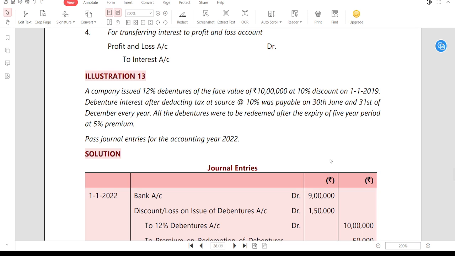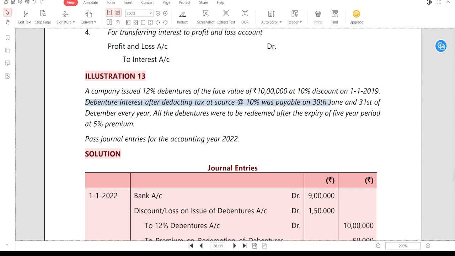So what is written here? It's clear a company had issued 12% debenture of the face value of 10 lakh rupees at 10% discount on 1/1/2019. So debenture interest after deducting tax at source at the rate of 10% was payable on 30th June. ठीक है? So debenture face value is 10 lakh rupees. Discount amount is 10%, which means 1 lakh rupees. It is clear from the very first line. And in the second line, it is clearly written that the debenture interest is after deducting tax at source 10%.